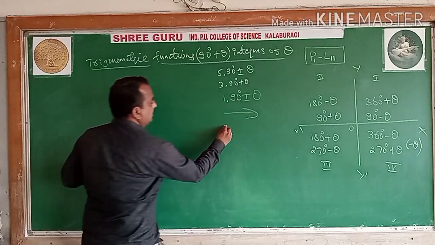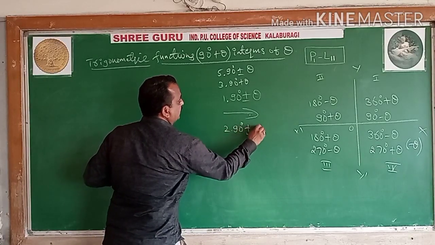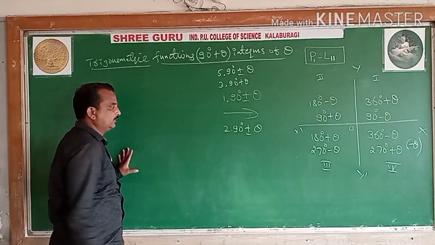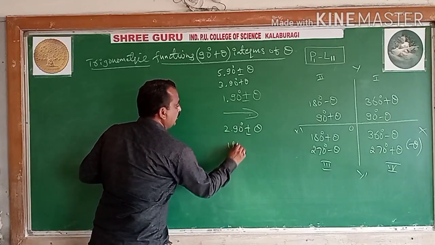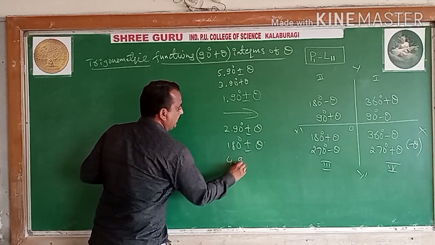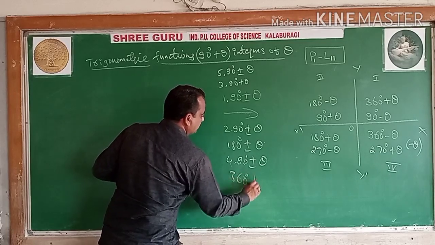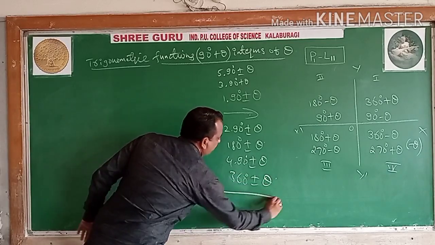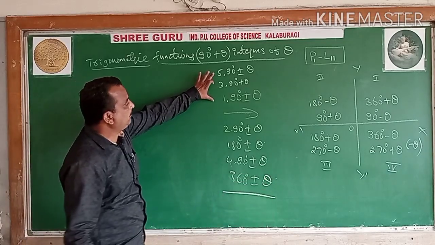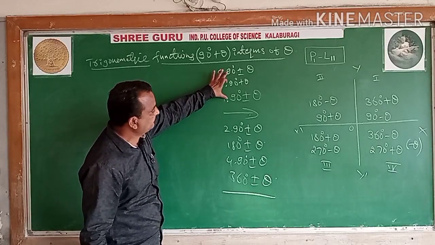When even multiples of 90 degree plus or minus theta, the trigonometric functions remain the same. 2 times 90 degree means 180 degree plus or minus theta. 4 times 90 degree plus or minus theta becomes 360 degree plus or minus theta. At this time the trigonometric functions remain the same. For the odd multiples, the trigonometric functions change.